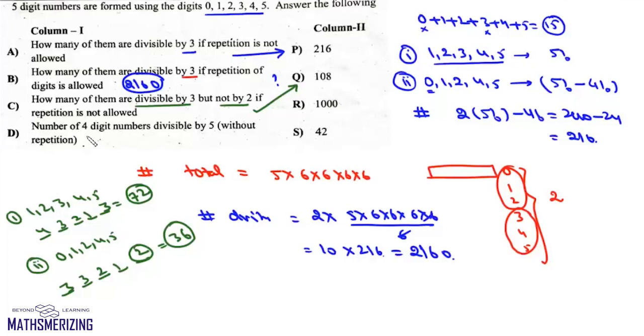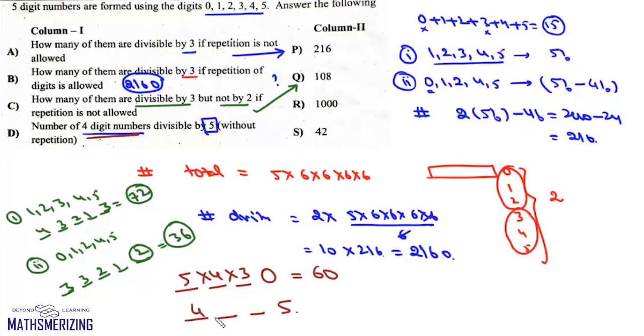And finally, the number of 4-digit numbers which are divisible by 5. Now here it is a 4-digit number, so we have 4 places. It is divisible by 5 if the last digit is either 0 or 5. Now if it is 0, then for the first place we have 5 options. For the second one we'll have 4, and for the third one we'll have 3 options. So it'll be 60 ways, and if it is 5, then we have 4 into 4 into 3.